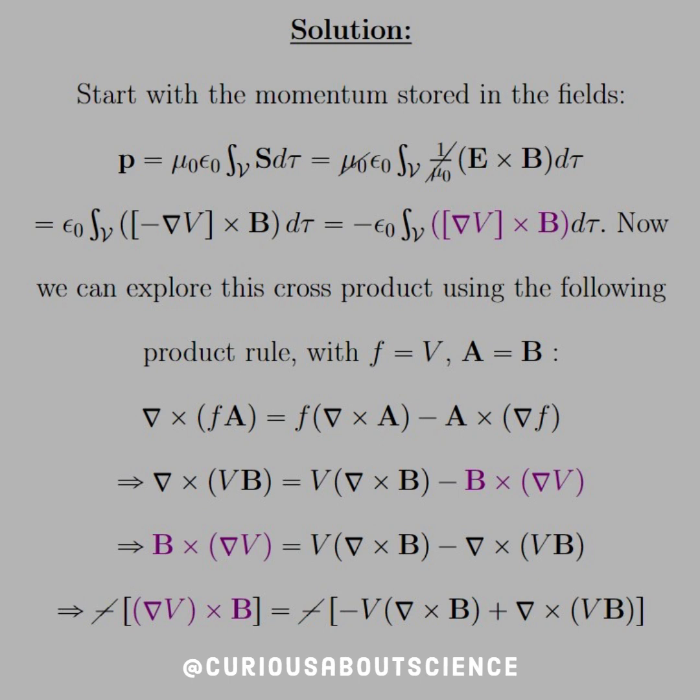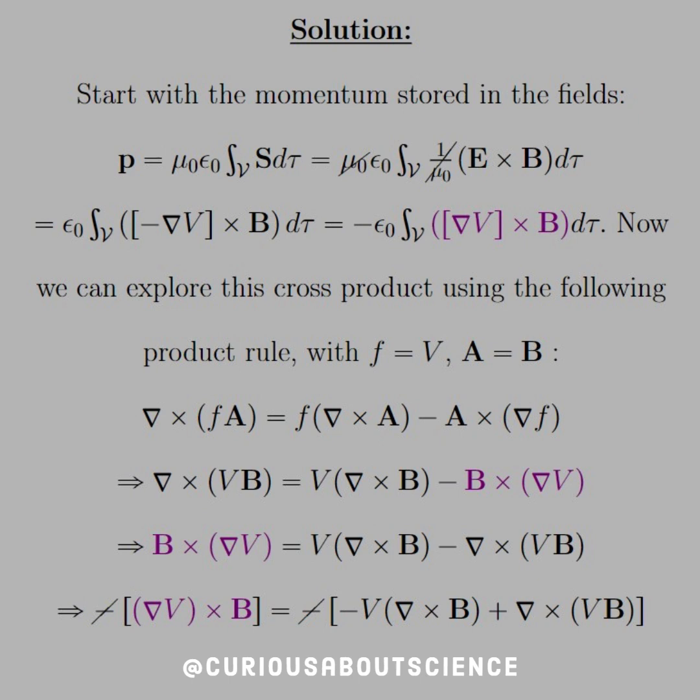So let's pull up the product rule for the curl of some scalar function f times a, which is equal to f times the curl of a minus a cross the gradient of f. Here a is just some random vector, not necessarily the vector potential for the magnetic field, and f is some scalar function. For our setup, f is equal to V and a is equal to B. Plugging it into our context and applying this product rule, we get V times the curl of B minus B cross the gradient of V.